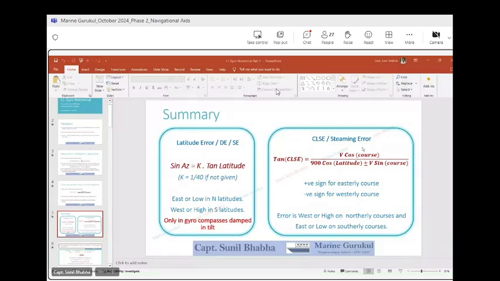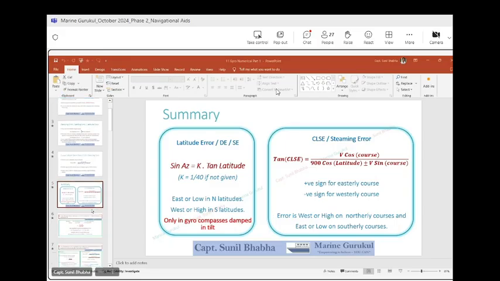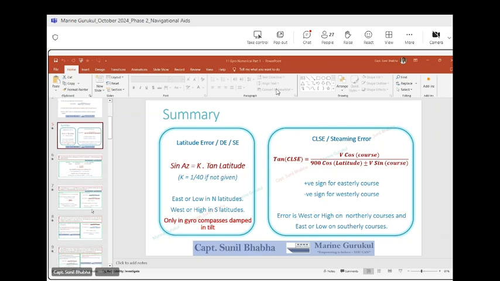Now, if you want, you can take a screenshot of this particular slide. This slide has both the formulas, the damping error, latitude error, settling error, first one, and the CLSE or steaming error. Both the formulas are given here. So just take a screenshot and keep it in front of you for reference. We will be using these formulas when we are solving the numerical questions. Great. So let's move on, beta. I'm moving on to the first numerical now.